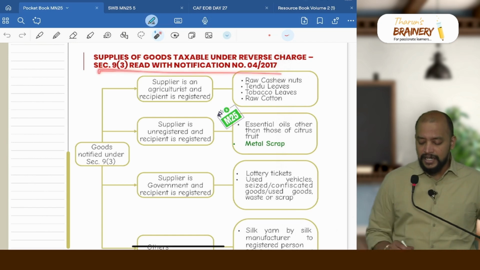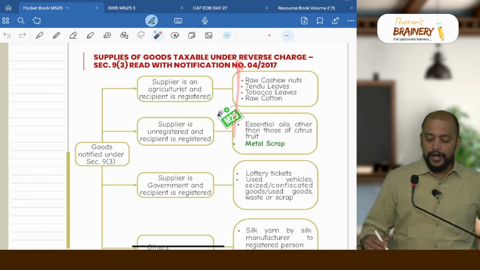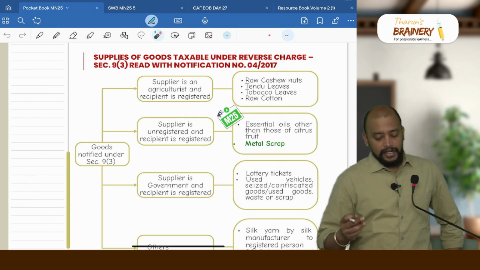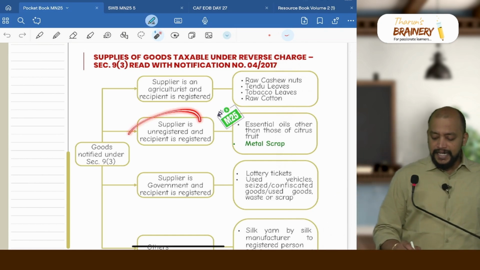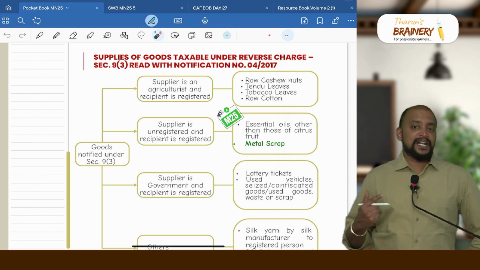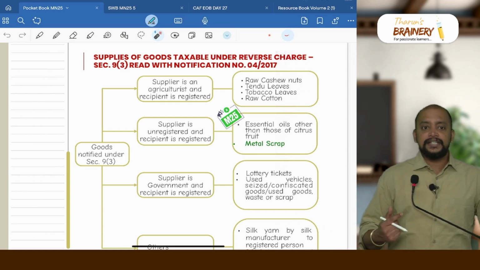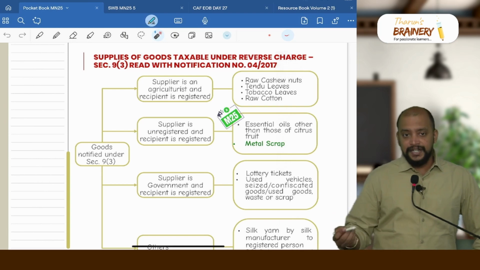Section 9(3), notified goods under RCM: the supplier should be an agriculturist and the recipient should be registered. Total 4 products: raw cashew nuts, raw cotton, tobacco leaves, tendu leaves. Then the supplier is unregistered and the recipient is registered. Only 2 products, one is metal scrap. That metal scrap is the latest amendment. The supplier is an unregistered person and the recipient is a registered person.